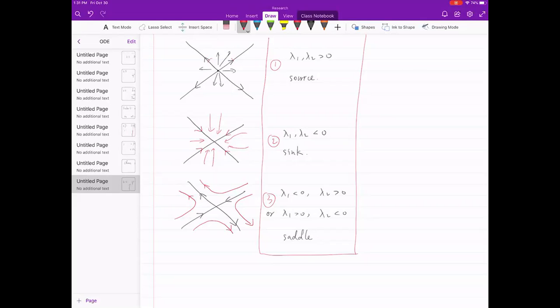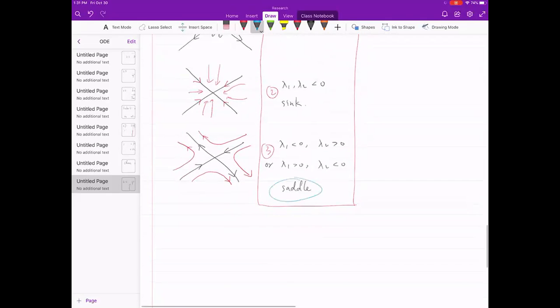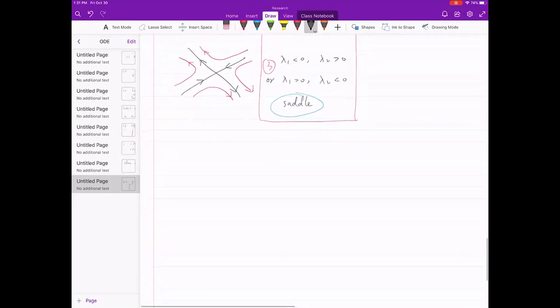Everything good so far? Question. Does this name feel all right with you, saddle? Why do we call it saddle? Well, that must be connected with what we had in calculus 3, right? We have saddle points. So if you really think about it, what's going on here is, what do you mean by a source? What do you mean by a sink?